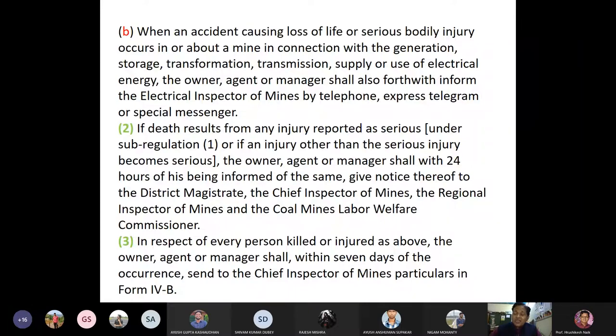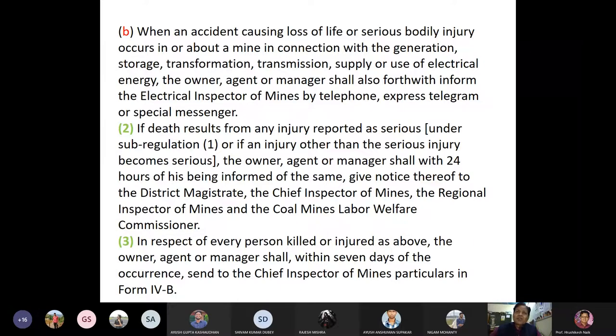Suppose an accident has taken place, but nobody is dead, but they are very serious. So a serious injury has taken place, but subsequently it is found that their health condition has deteriorated and becomes very, very serious. In that case, as the manager of the mine, as the owner of the mine, as the agent of the mine, within 24 hours of the occurrence of the accident, you have to inform the district magistrate, the collector, the chief inspector of the mines, the regional inspector of the mines, and the coal mines labor welfare commissioner.